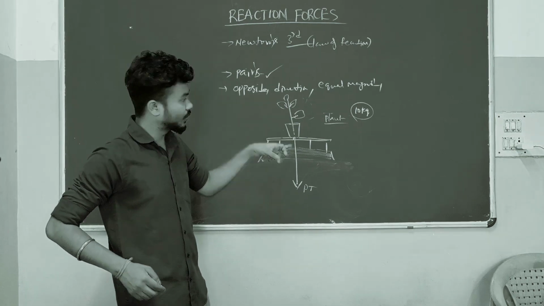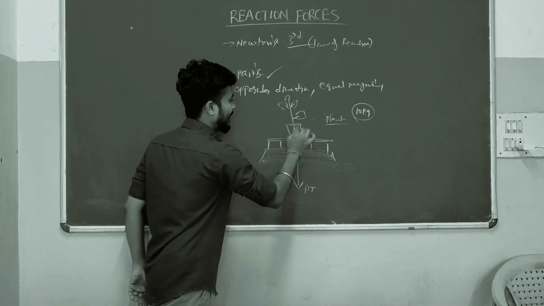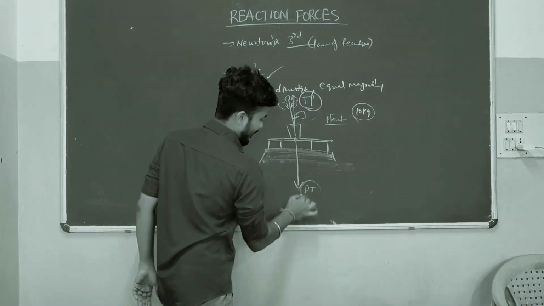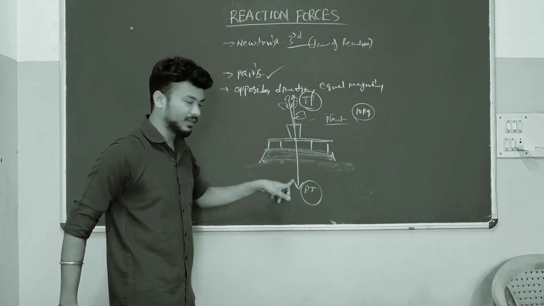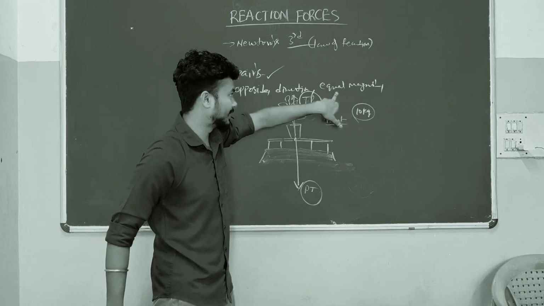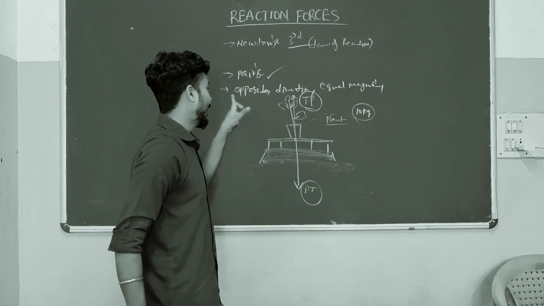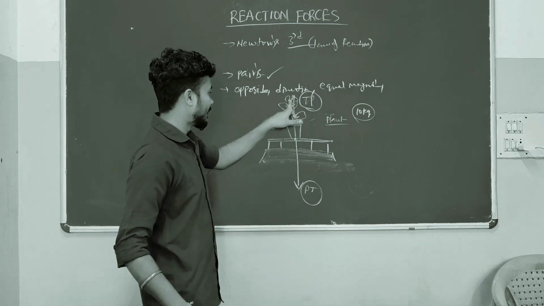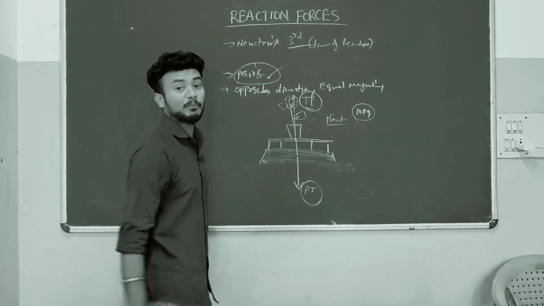To oppose this, the table is going to give force to the plant in this direction, upward: table on plant. How much force is the plant giving? Exactly the same magnitude, exactly equal magnitude and opposite direction. We get one more force here. Now this is not one force, two forces are there, so that is why it is in pairs.